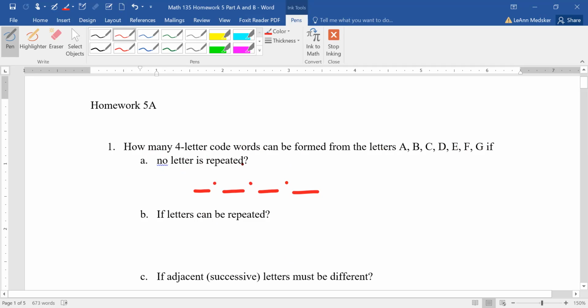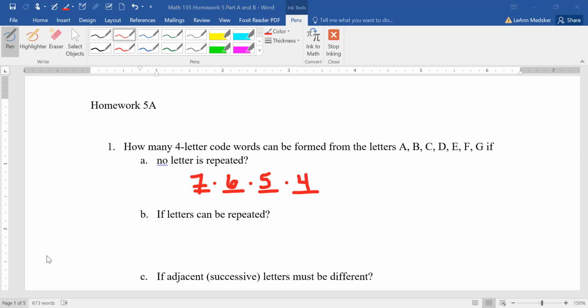So it says if no letter is repeated. Well, first of all, we have 7 letters. So for the very first slot, there's really no restriction here. You could pick from any of the 7 choices. But as soon as you place one of the letters here, we don't know which one it's going to be, but once it's placed, it's out of the game for the next choice because no letter can be repeated. So we would then have 6 choices and then 5 and then 4. So it's up to us to just multiply the number of choices for each letter to be filled all together. And that comes out to 840 ways.